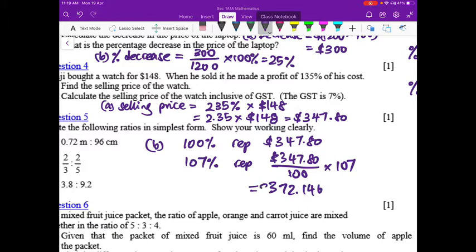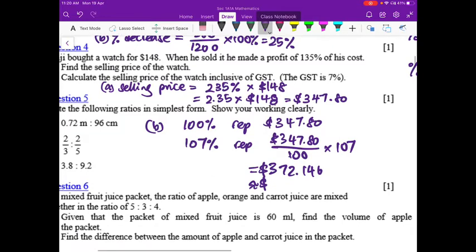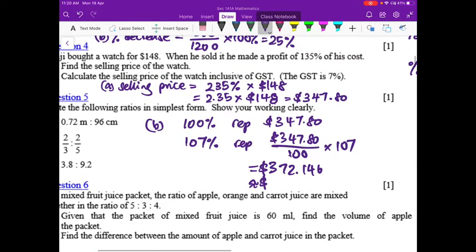$372.146. Okay. How should we round this off? Why did you start at 1.5? Money only has 2 decimal places, so 372.15.